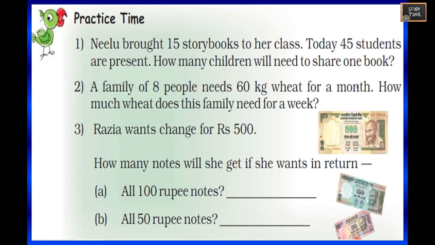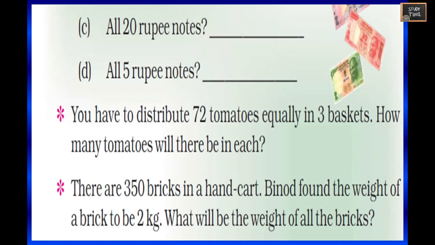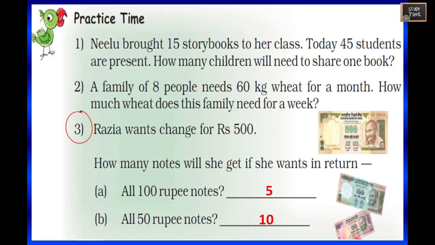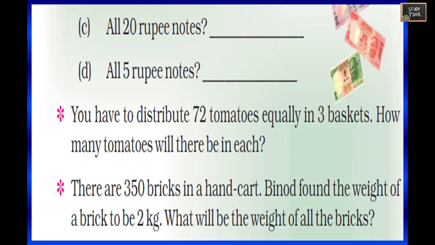Next, first we'll see the third question, then we'll come to 1 and 2. Razia wants change for rupees 500. How many notes will she get if she wants in return all 100 rupee notes? 500 divided by 100 is 5. All 50 rupee notes, so it is easy, 10. All 20 rupee notes, so it is 25, because 25 into 20 is 500. All 5 rupee notes, so it is 100.